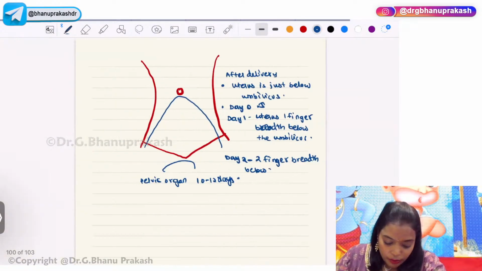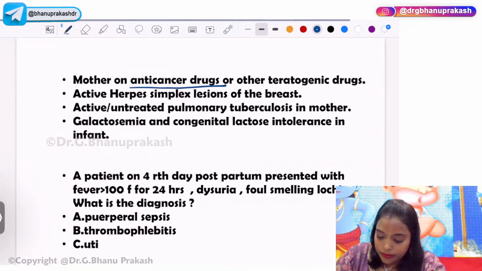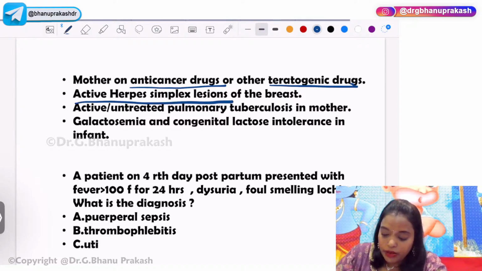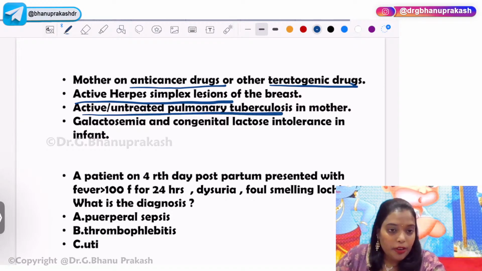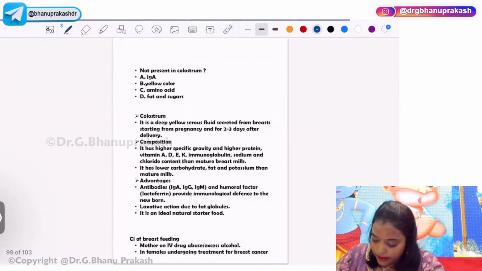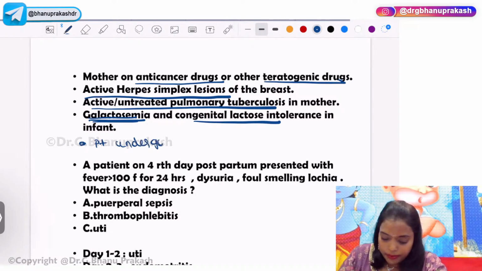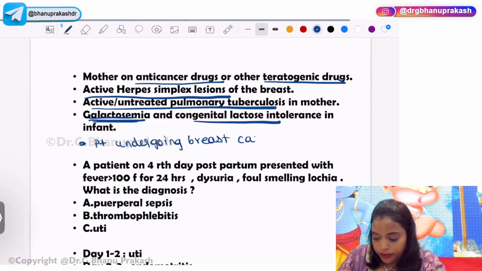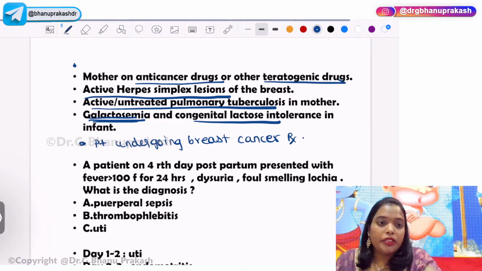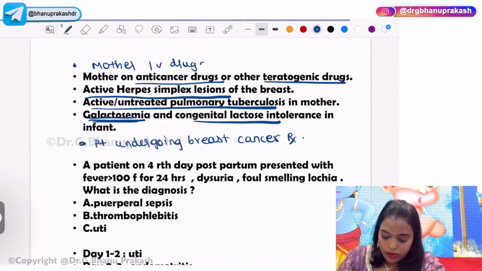Okay. What are the contraindications of breastfeeding? The contraindications of breastfeeding are when the mother is on anti-cancer drugs or other teratogenic drugs, active herpes simplex on the breast, active and untreated pulmonary tuberculosis, galactosemia or congenital lactose intolerance, patient undergoing breast cancer treatment, and mother with IV drug abuse or alcohol.